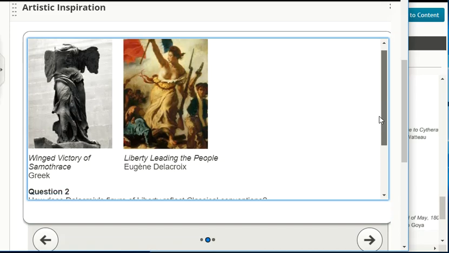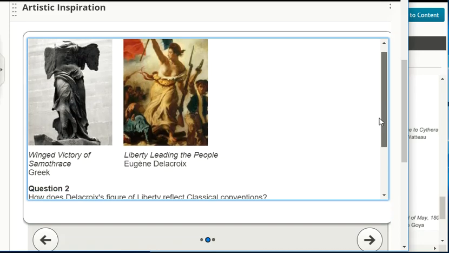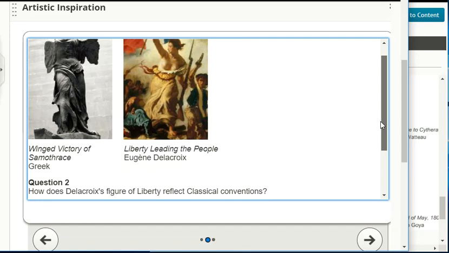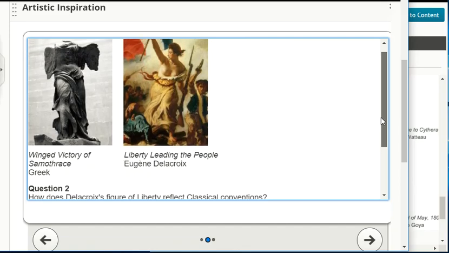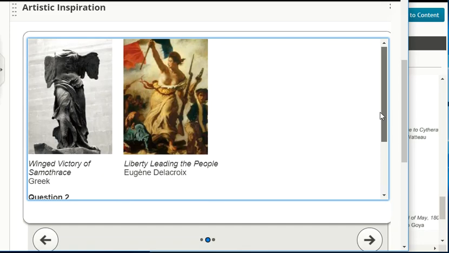Winged Victory of Samothrace and Liberty Leading the People by Delacroix. How does Delacroix's Liberty reflect classical conventions? What similarities do you see?